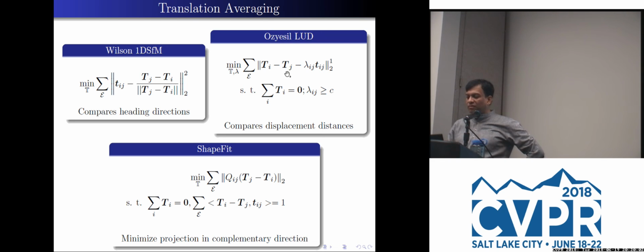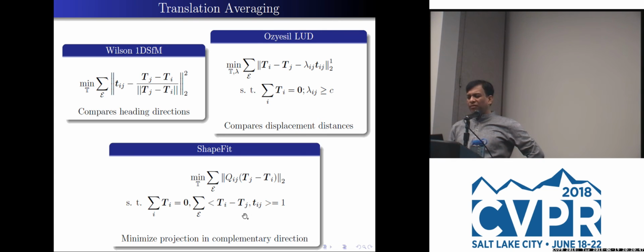What this group does is, instead of doing that, so this is a slightly different version than the collapsing problem that I showed you. Here what they do is they take the difference in translations, and instead of comparing it with the heading direction, they compare it directly with the estimated displacement. So there's a lambda ij, so they're actually explicitly estimating the scale factors also. And then they have this repulsion constraint. So here you're comparing heading directions, here you're comparing displacement distances, the actual physical vectorial displacements. And what ShapeFit does is it minimizes the orthogonal projection while imposing a scale factor in a slightly different manner.